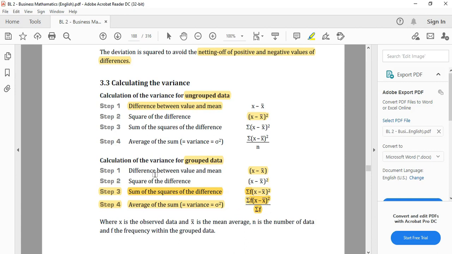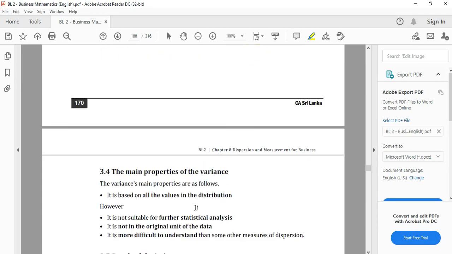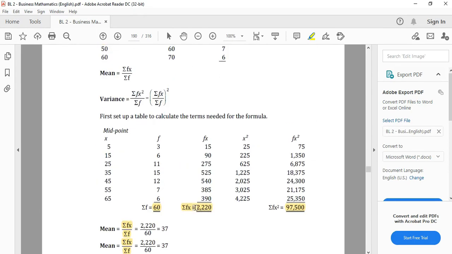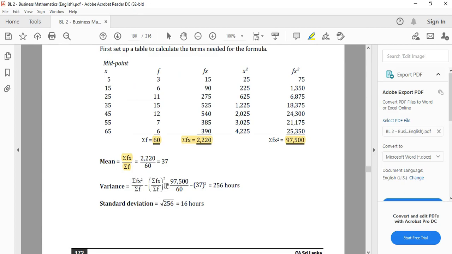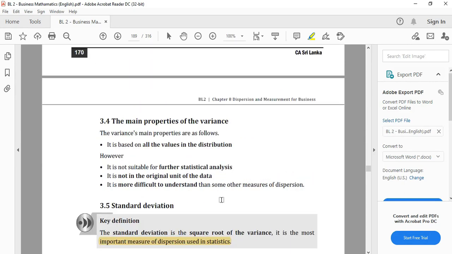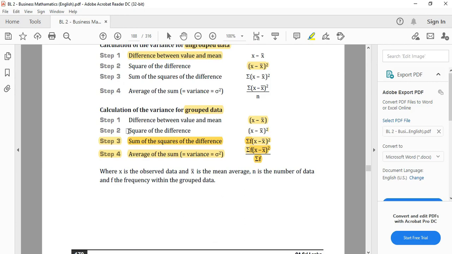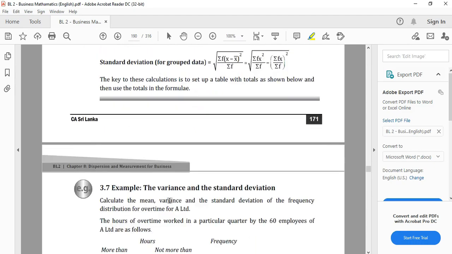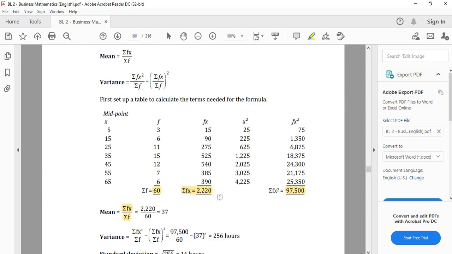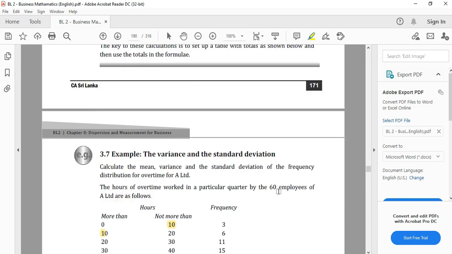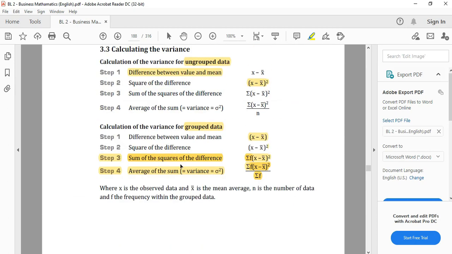So you don't have to do 1, 2, 3, 4 separately, you could straight away follow this tabular approach to get the same, or else you can follow these steps. There is no problem, same answer you're going to get. The difference between the value and the mean. So the mean is now 37. So you will put 37 in this column and then take the difference between 37 and 5, all of that. And then what you do next is, as they say, square the difference and then take the total.